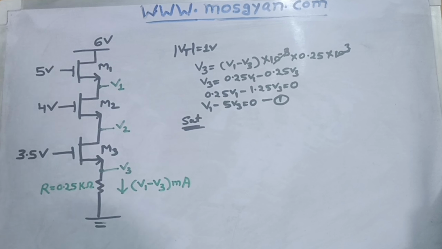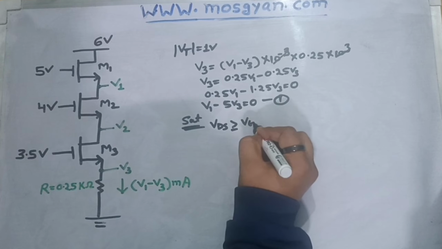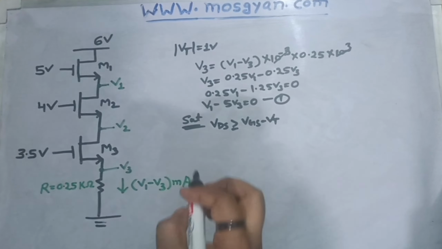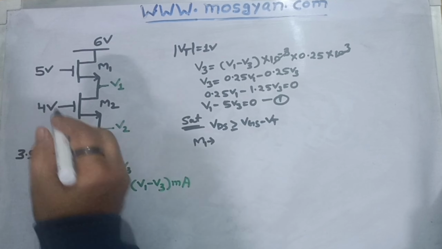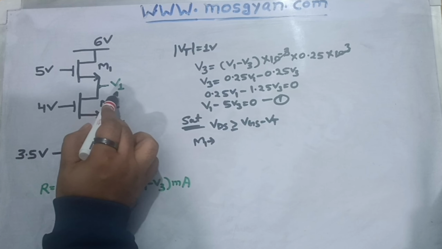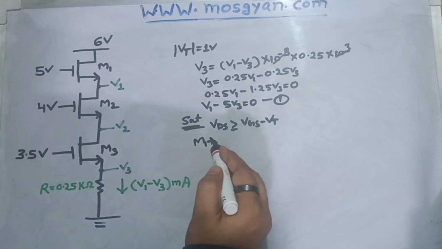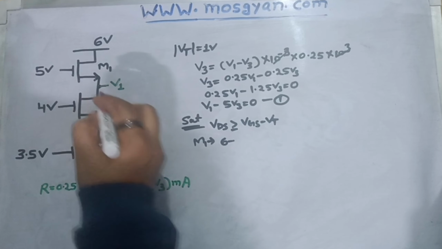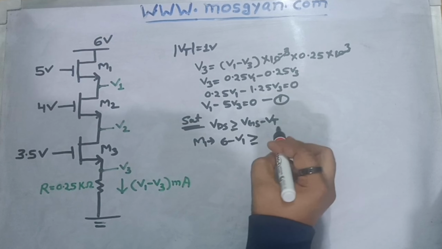So if I'm assuming all the three MOSFETs are operating in saturation region, for saturation the condition is VDS should be greater than or equal to VGS minus VT for each MOS, right? This is the one equation. So let's start analyzing from the top MOS, M1. For MOS M1, source potential we don't know, which is V1 as given in the question. Gate we know, 5 volt, and drain we know, 6 volt. So if I write this equation for MOS M1, VD will become 6 volt. VS is V1. This should ideally be greater than or equal to VG, which is 5 volt.